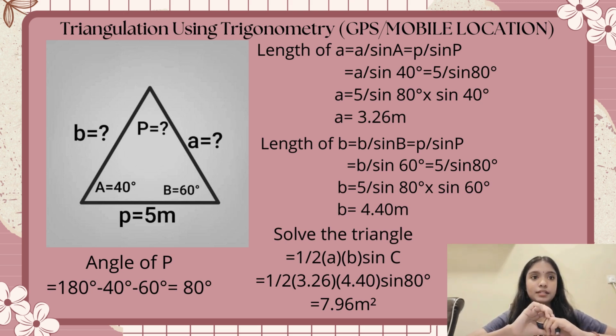Okay, the area of the triangle is 1 over 2 times A times B times sine C. So just insert the values, the length A and length B, and sine C is 80. So we get the answer as 7.96 meter square.